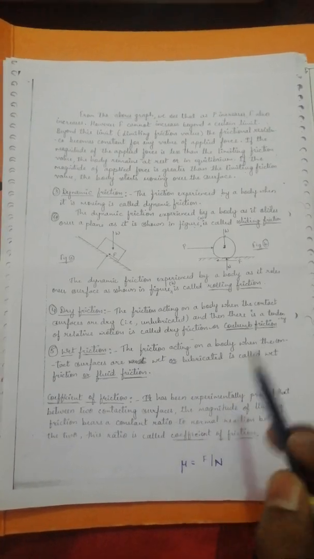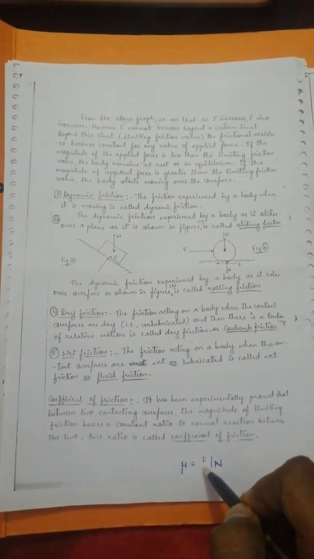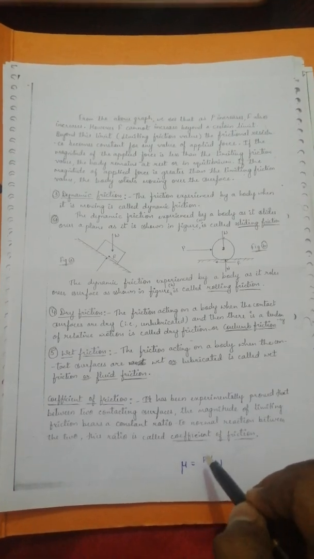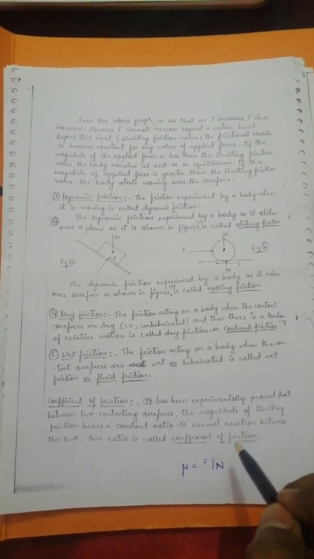So it has been proved that to find the coefficient of friction, it is the ratio of the frictional resistance force to the normal reaction from the surface. That is, mu is equal to F by N.